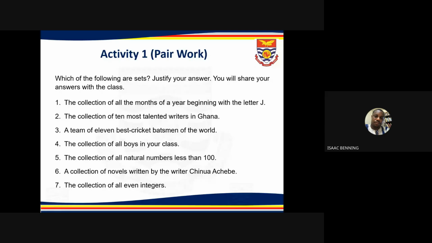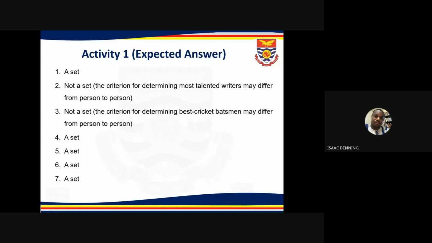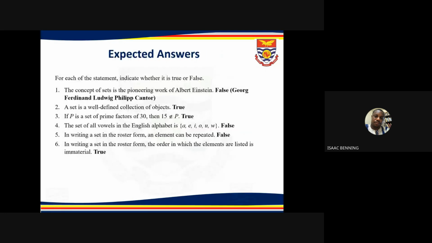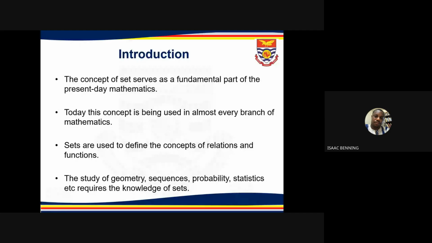So we are concentrating on the novels authored by Chinua Achebe. Number 7, the collection of all even integers. Is it a set or not a set? It's a set. So that leads us to what a set is.